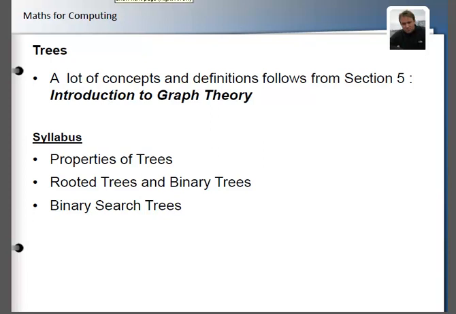Okay, so again, let's be mindful of the fact a lot of things come from graph theory. So I'm going to be looking at a lot of definitions and terms that follow from graph theory. If you don't know what these terms are, probably just go back to the graph theory material first.